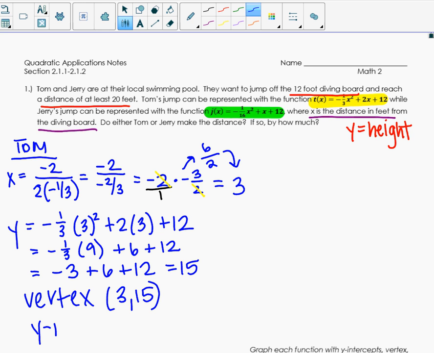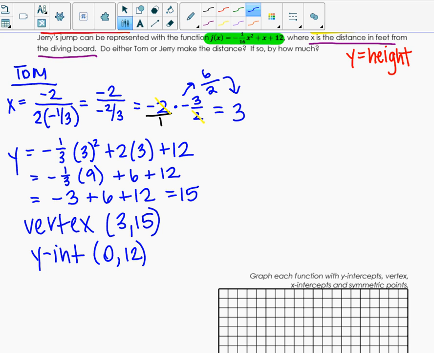And then you have the y-intercept, okay? Well, with the y-intercept, we know that no matter what, your x is 0. Well, if you go back to Tom's equation, if x is 0 here, the whole x squared is going to cancel out. If x is 0, it's all going to cancel out, so you're just left with 12. Okay? Now, typically the other thing we need is x-intercepts and symmetric points, so we get those from the graph.